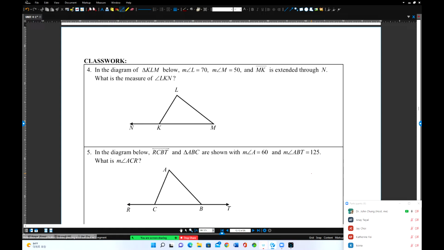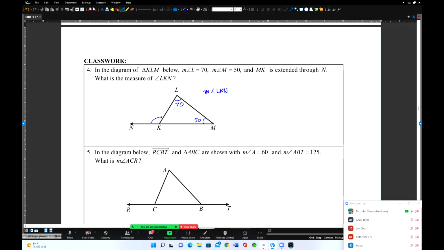Triangle KLM. I'm going to use a different color. Angle L is 70. Angle M is 50. This is the extended line. This is exterior angle LKN. What is the measure of angle LKN?